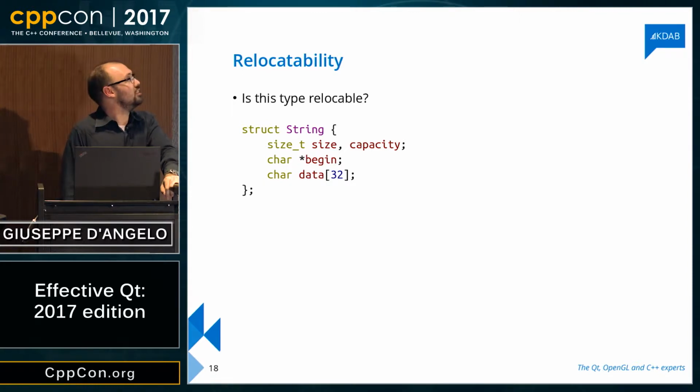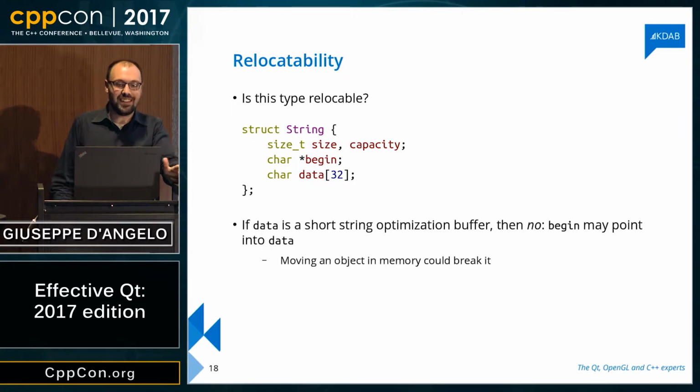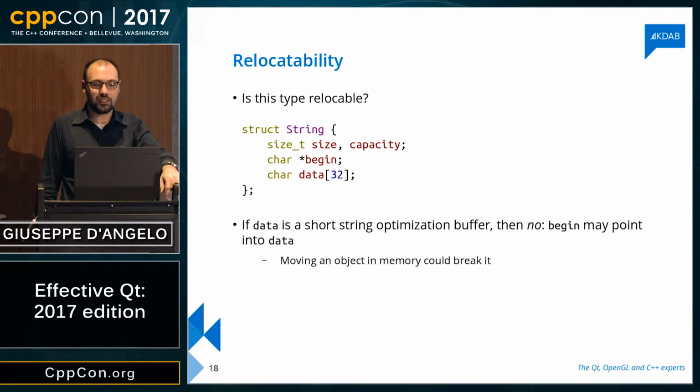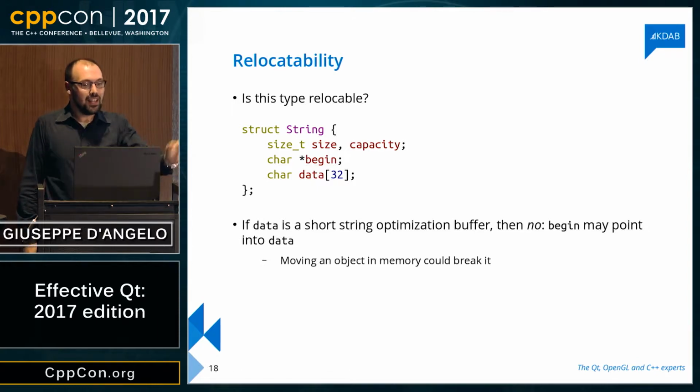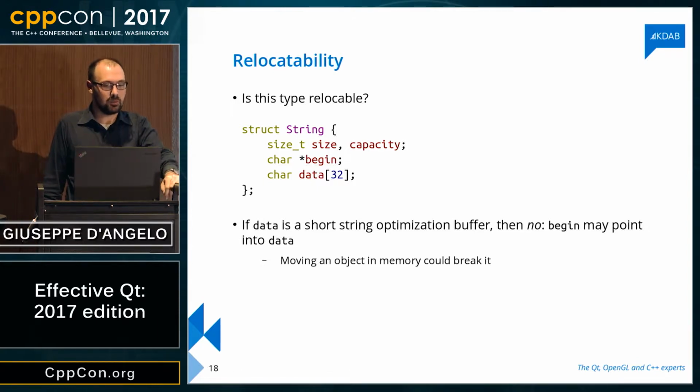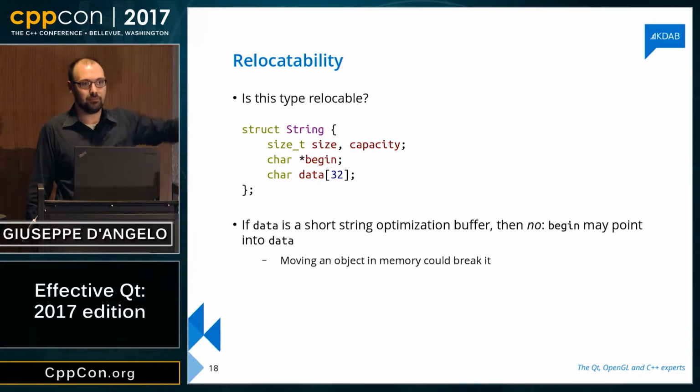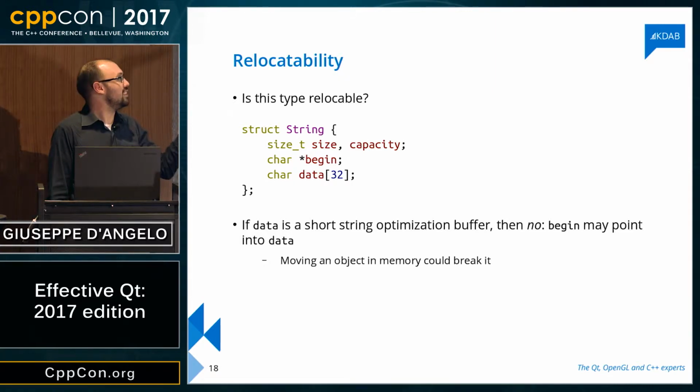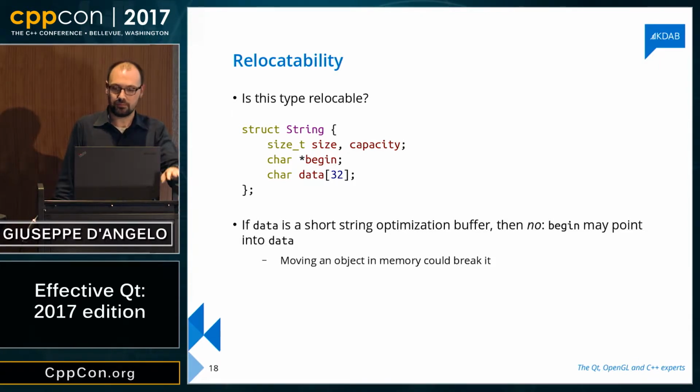How about this type? So this is like a string class. It's got, again, a size, a capacity, a pointer, and a buffer in there, like 32 bytes of data. Who says yes? Who says no? Who says depends? Depends is also good. Yeah, ultimately, the answer is, again, depends, because the real question is what's the data thing there for? If that data is some sort of short string optimization, then you cannot move these types in memory, because begin may point to data. This is such an example of a self-referential data type, a type that points into itself. So if you move it in memory, you're going to break it.